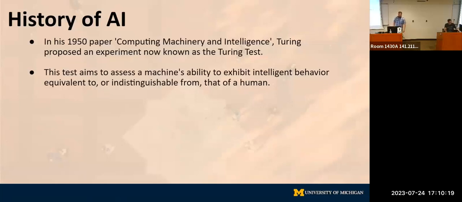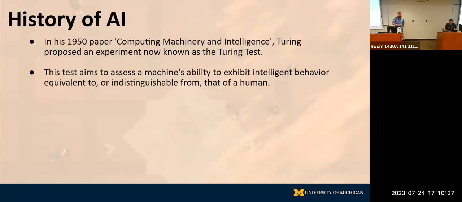Right? Nowadays, you know, ChatGPT, Bard, these various other open source models as well, they all appear to be exhibiting intelligent behavior. And this idea of a Turing test is something that's become harder and harder to really actually decide if something is truly intelligent or not.